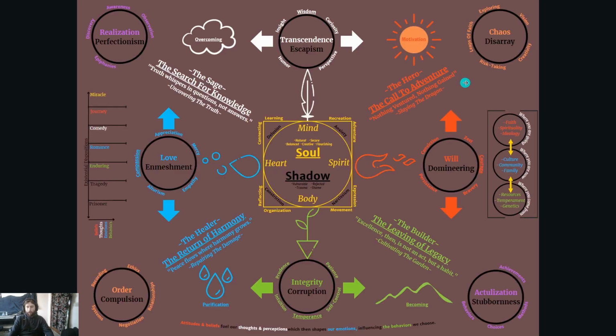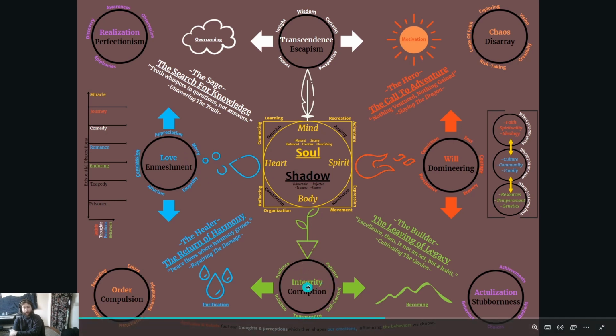And so that's where we have these sort of principalities, is what I call them, or aspects. The fire part is our will, the air part is our transcendence, the water part is love, and the earth part is our integrity. You can think of it like this: too much transcendence will lead to escapism. Too much integrity without transcending will lead to corruption. Too much love without our will can lead to enmeshment. And too much will without enough love can lead to domineering.